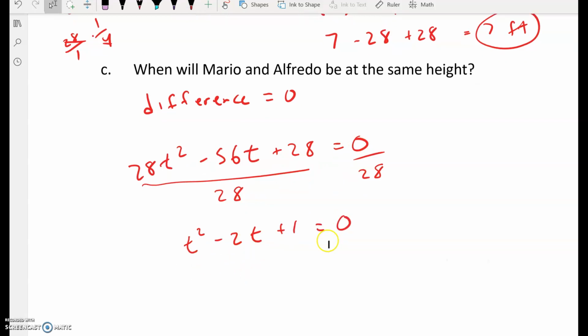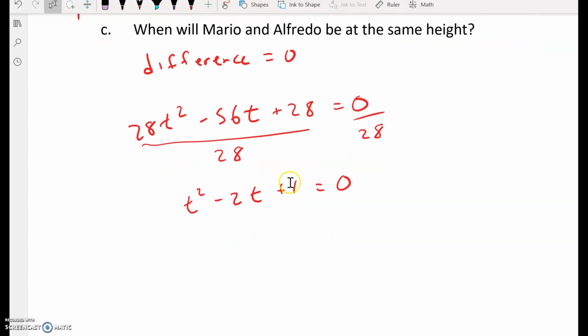And factor. So this one, just ask what multiplies to positive 1 and adds to negative 2. Well, that would be negative 1 times negative 1. So the factor is t minus 1 squared equals 0. And just to double check, minus 1 times t, and then plus another minus 1 times t gives me minus 2 times t. So I know that's the right answer.